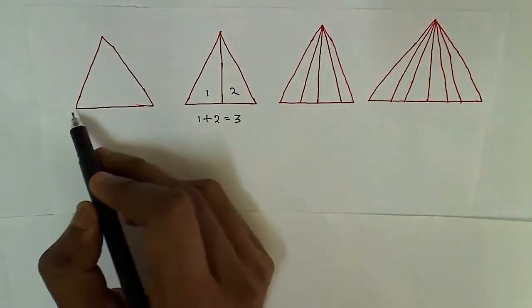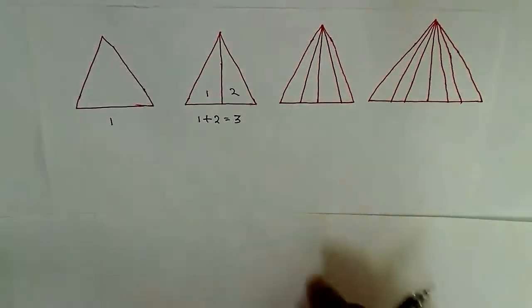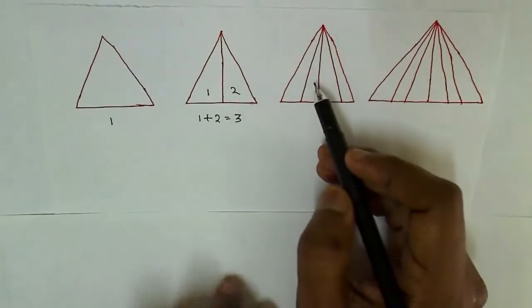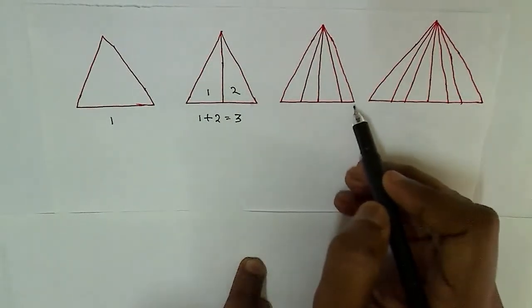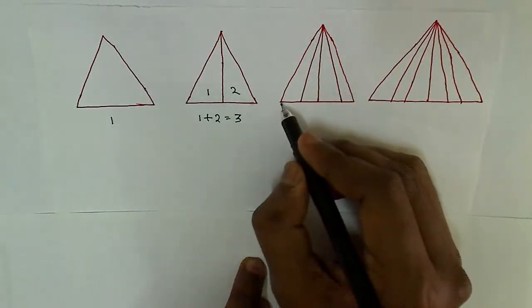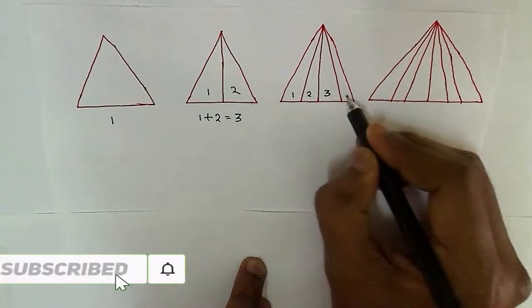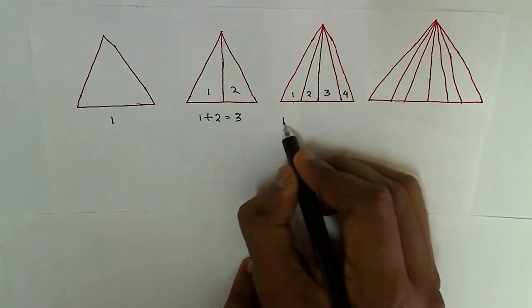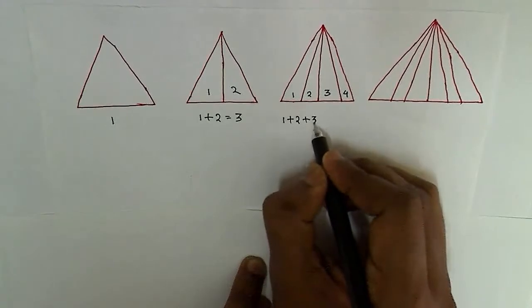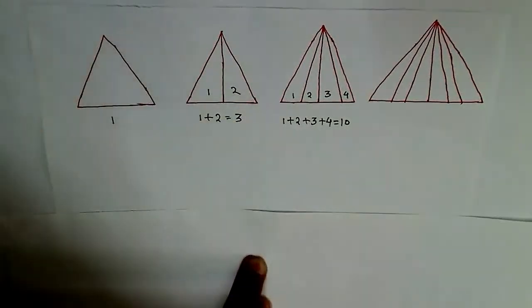Similarly here, this is the base. In this base, how many triangles are there? Only one. Okay. Now coming to this figure, which one is the base? This is the base. Here, how many triangles are there? This is one triangle, this is second, this is third, this is fourth. And now just simply add it. 1 plus 2 plus 3 plus 4, and the answer will be 10.